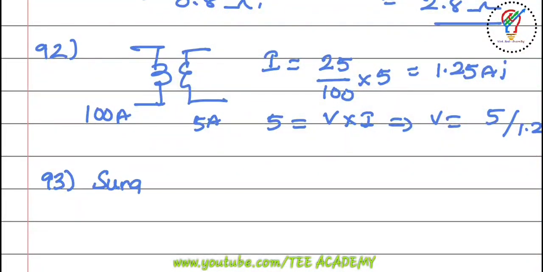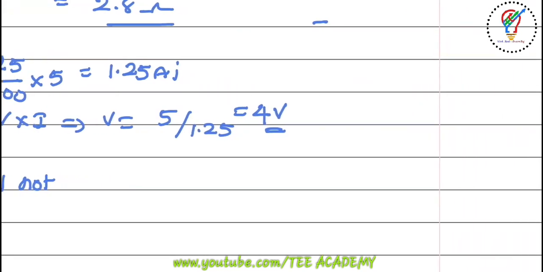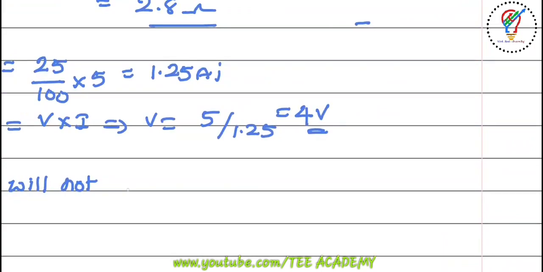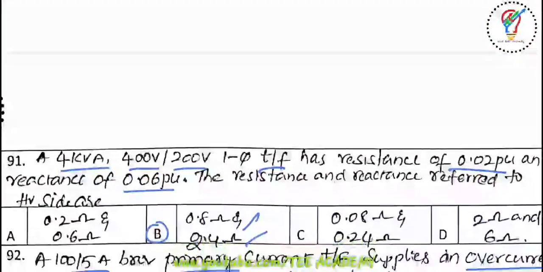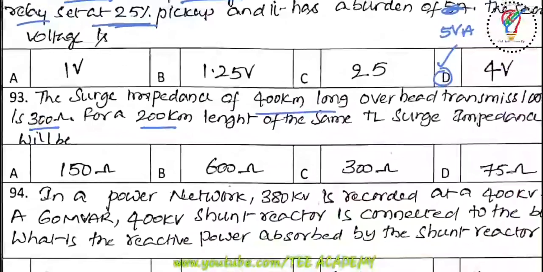The surge impedance will not depend upon the transmission line length. Okay, the surge impedance will not depend upon line length. So based on this point, 300 ohms will remain the same as it is. So C will be the right answer here. Next one.